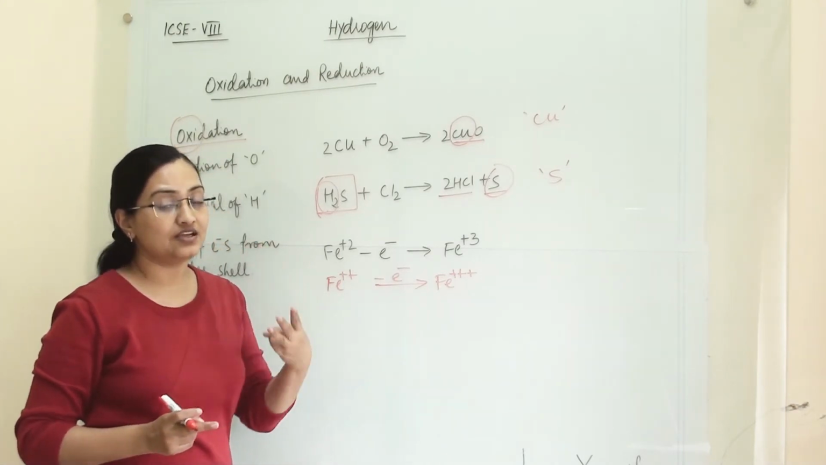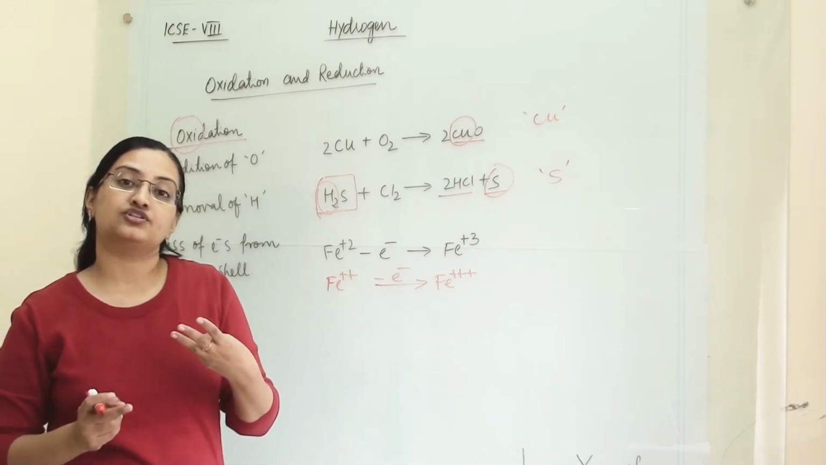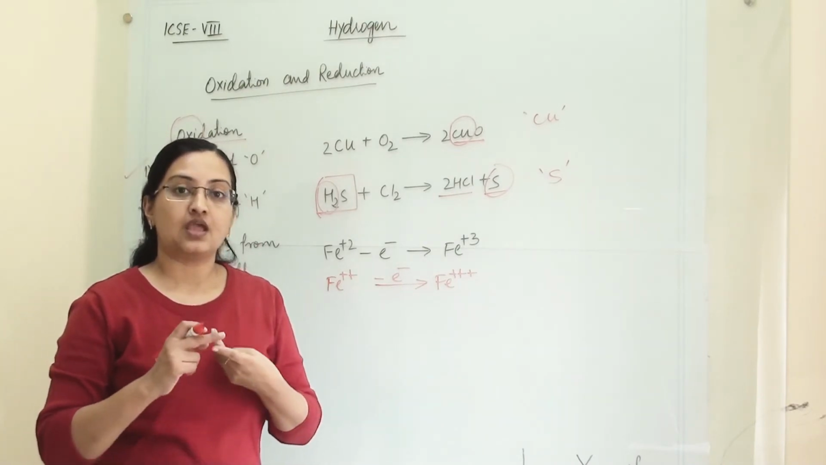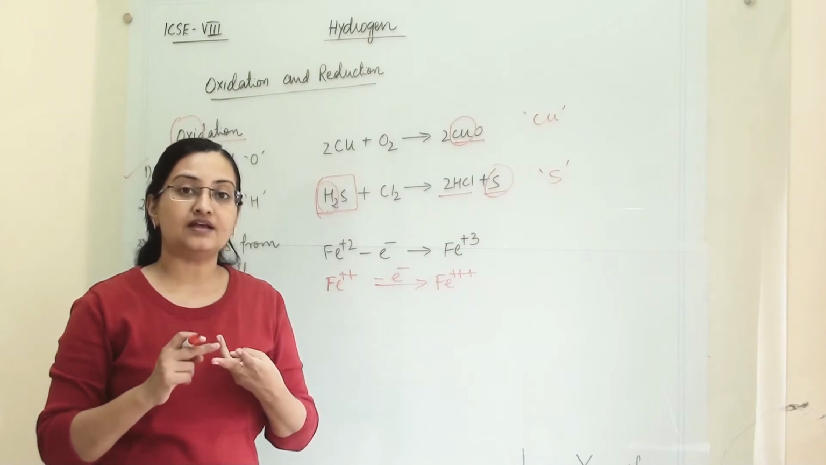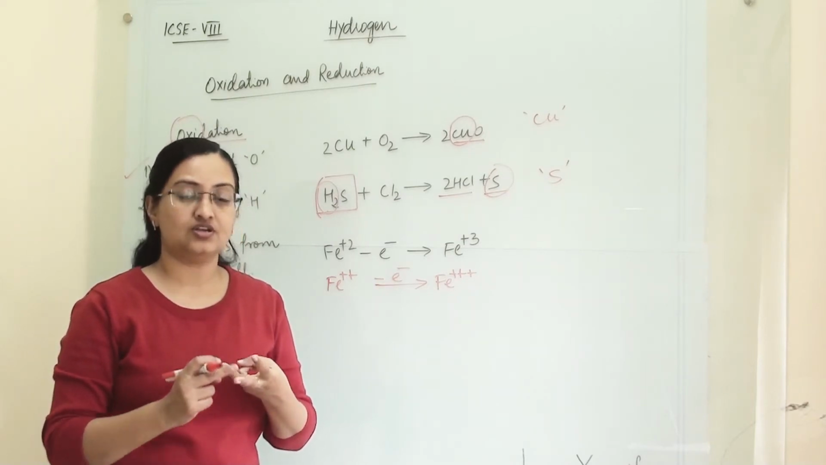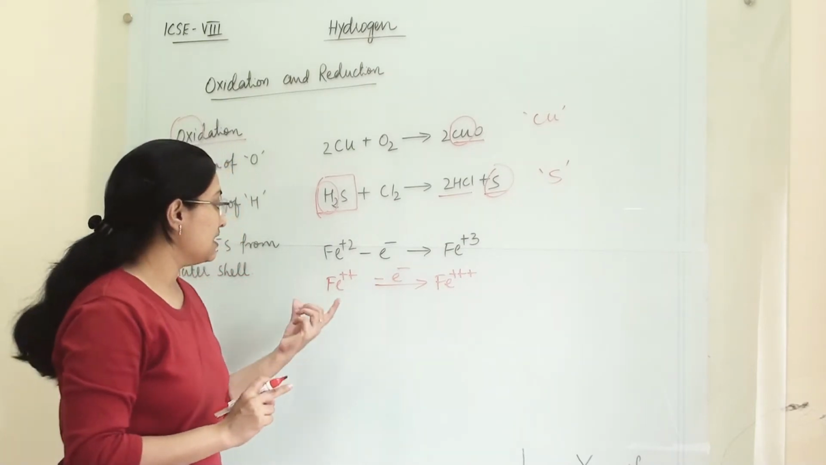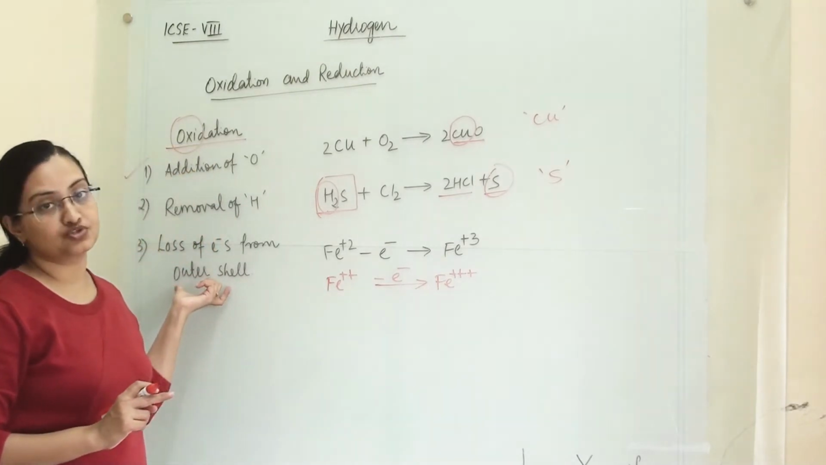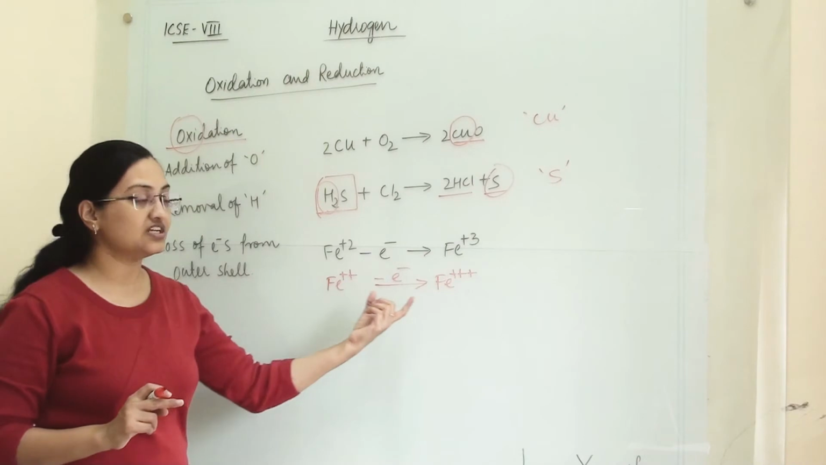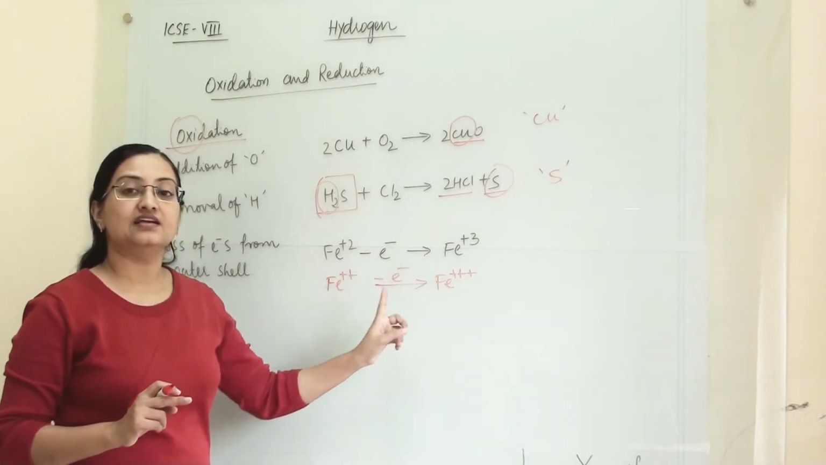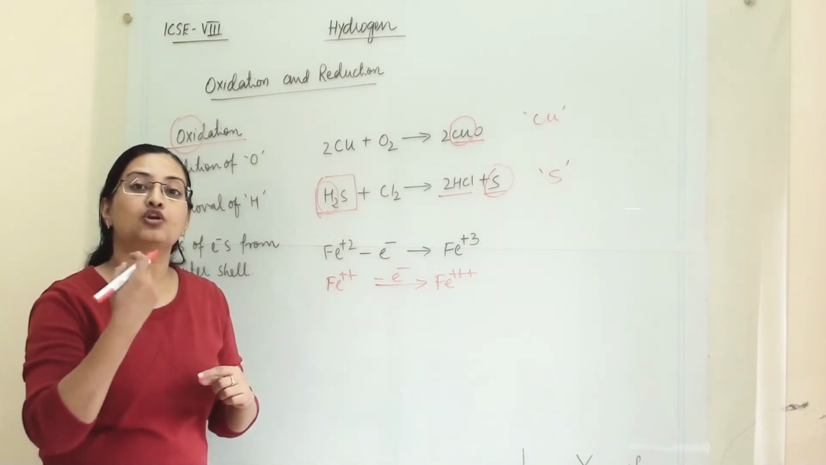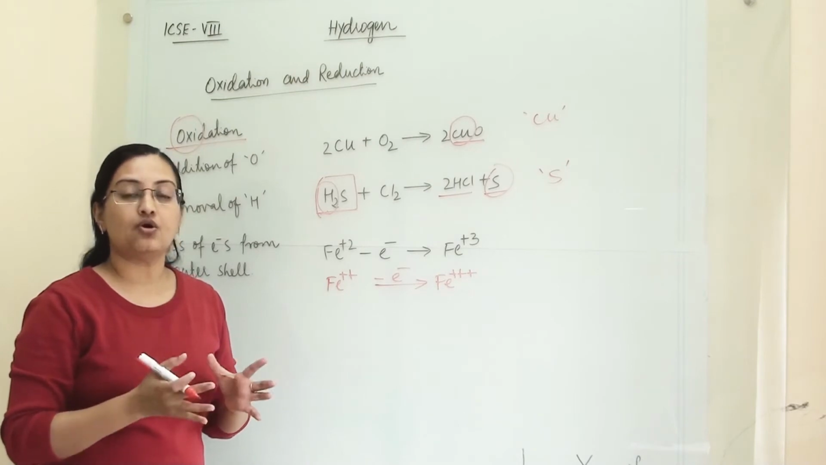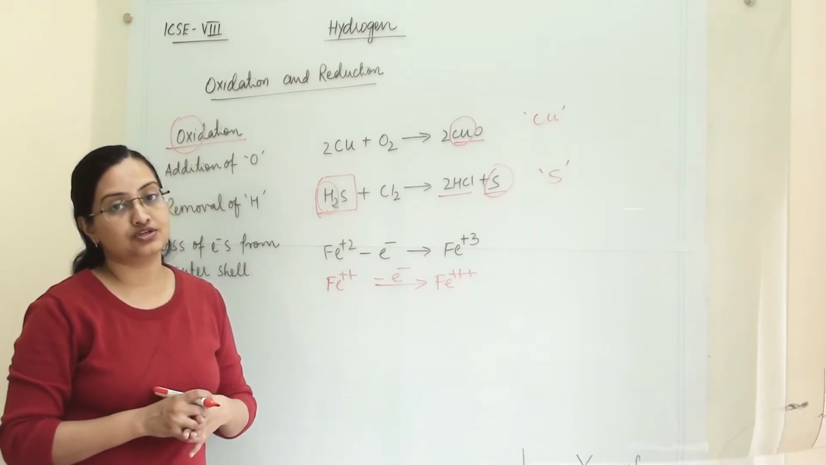So there are three ways by which an oxidation reaction can happen: by addition of oxygen, by removal of hydrogen, and the third one is by removal of electron from the outermost shell. So we are changing its valency and its valency will become one more plus. All of these are termed as oxidation reactions.